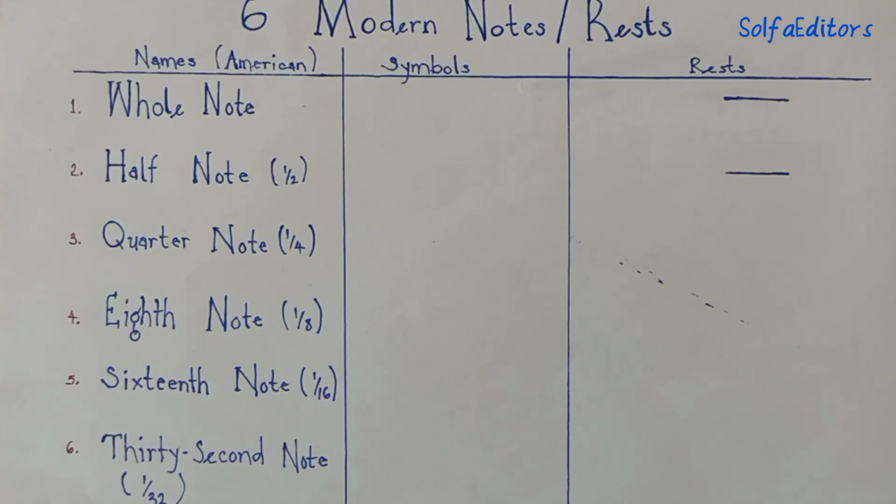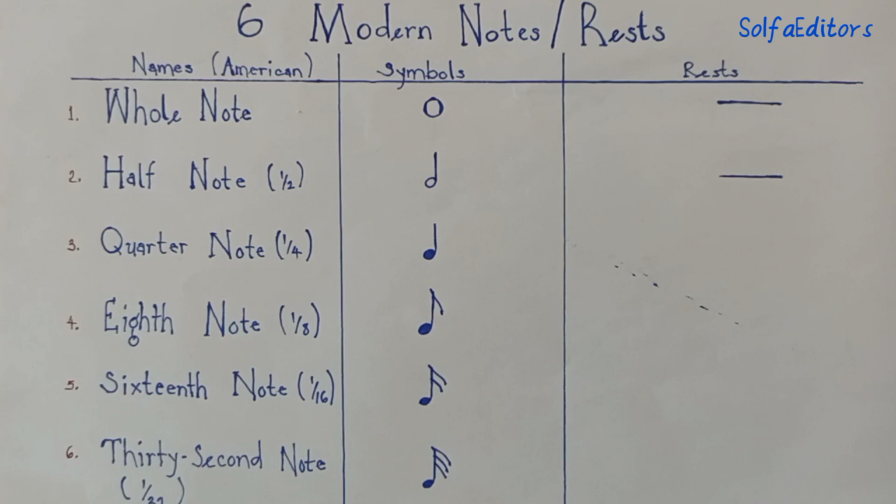Let's show the symbols in the middle column. Whole note is a round and open note. Half note is an open note with a stem. Quarter note is a black note with a stem. Eighth note is a black note with a stem and a tail. 16th note is a black note with a stem and 2 tails, while 32nd note is a black note with a stem and 3 tails.